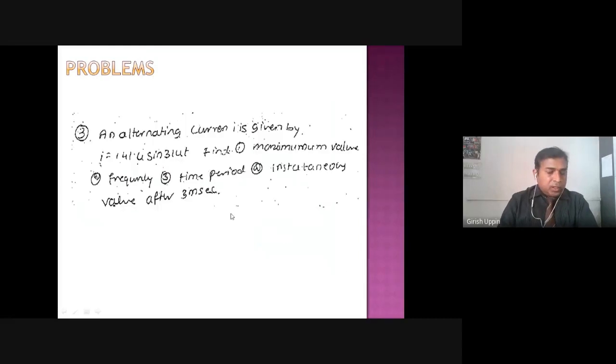Okay, this is the next problem. We'll solve this, and then we'll resume in the next class. An alternating current is given by this equation: I is equal to 141.4 sine 314t. Here 314t is nothing but omega t.